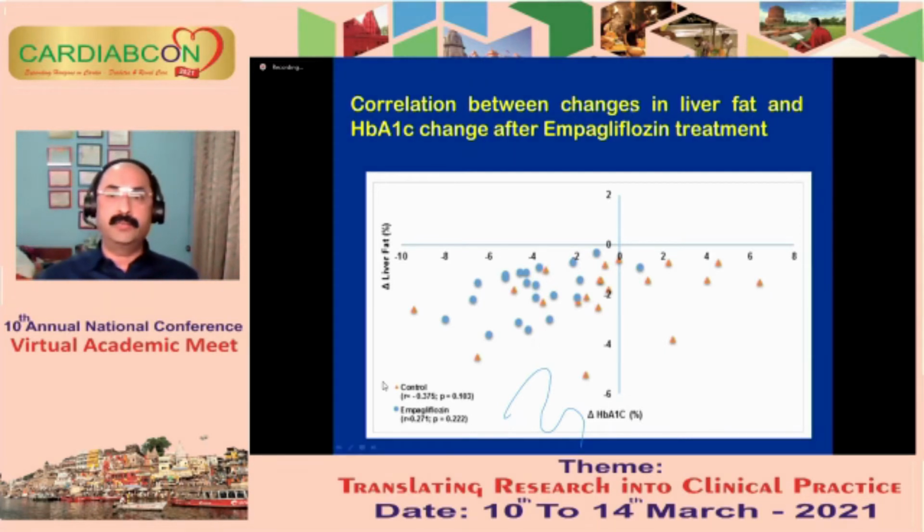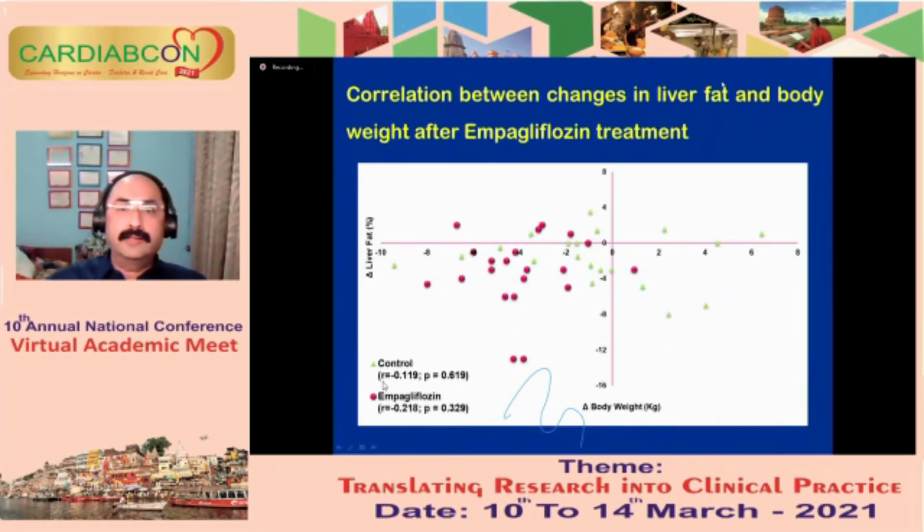So, the correlations between changes in liver fat and A1C. Logic says that better A1C should translate into reduction in liver fat. However, though the numbers are not very large, there was no correlation, as we can see here. There was no statistical correlation between significant A1C reduction and the liver fat. So possibly in our study on empagliflozin in type 2 diabetics, the liver fat reduction was happening irrespective of the A1C change.